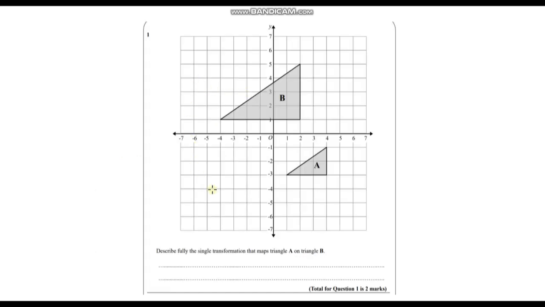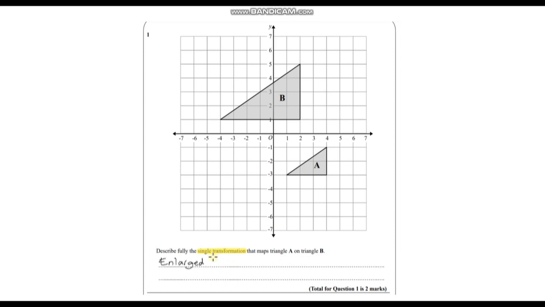So question 1. Describe fully the single transformation that maps triangle A onto triangle B. So with this, it's definitely been enlarged. The first thing I can see has been enlarged because we're going from this shape to this shape here. So I'm going to write that down first. Enlarged.